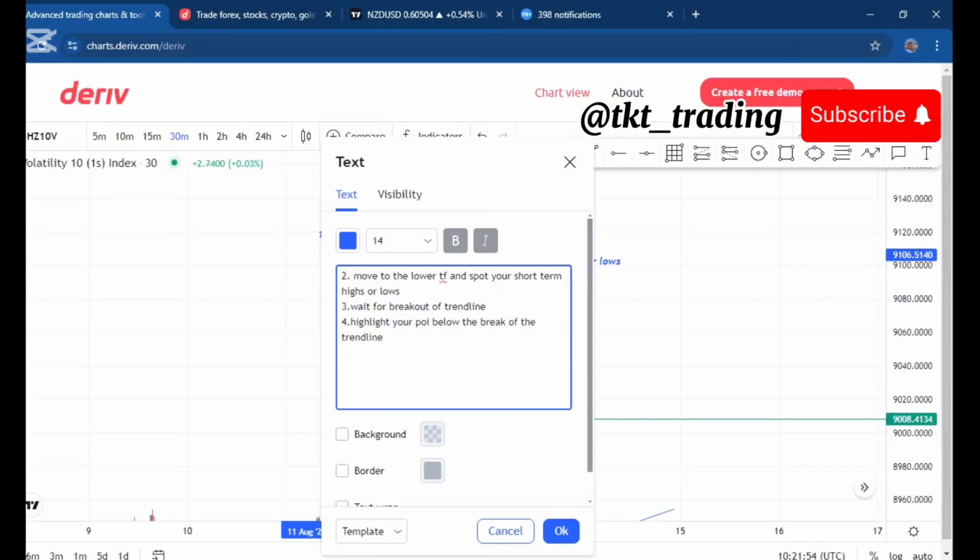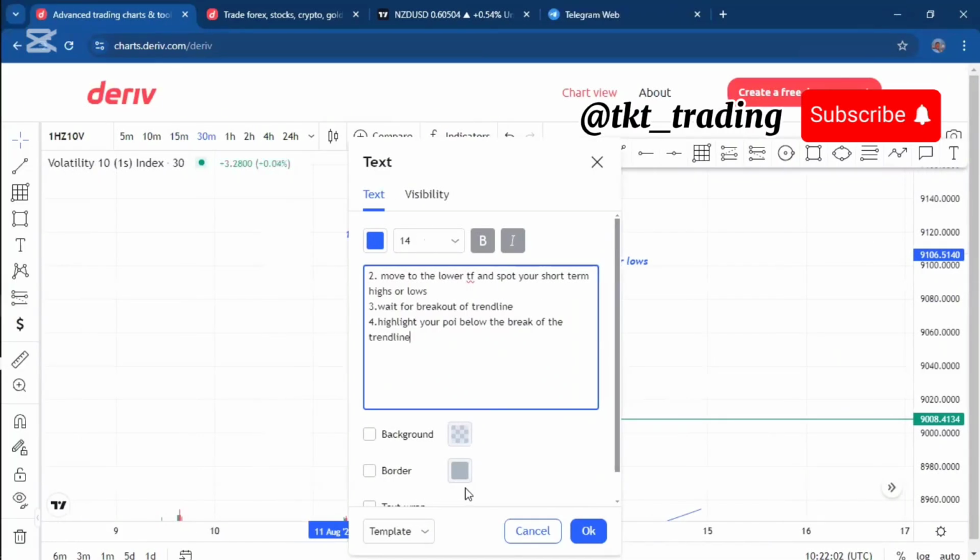Then after I've highlighted it, I think that's all for this setup. After you've highlighted your break, then you spot your POI, then just wait for price to come there. Let me just add this for most of you that know it. Number five, always wait for your setup to play out. Wait for price to come to your POI and apply risk management.